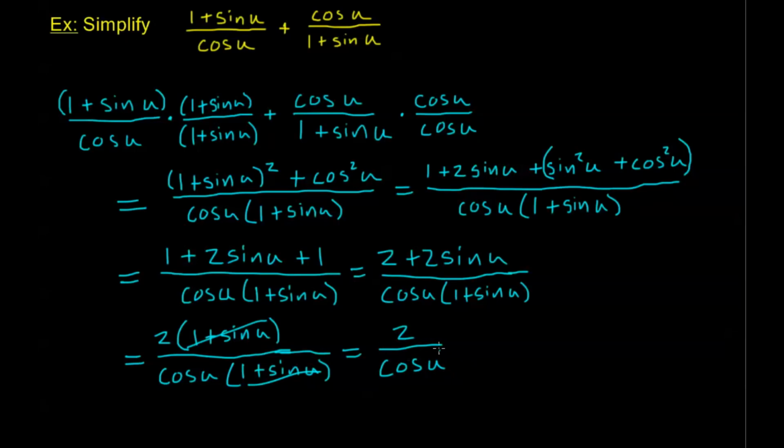Now we're down to one trig function, but we can actually simplify this a little bit more so that we don't have a quotient. 2 over cosine u, that's the same thing as 2 times 1 over cosine u, or in other words, 2 secant of u. We're all done. So we have this complicated thing up here at the top, and this whole thing simplifies all the way down to 2 secant of u.